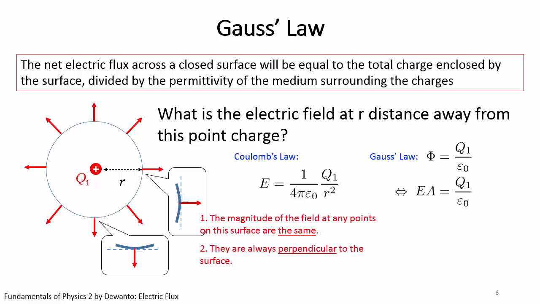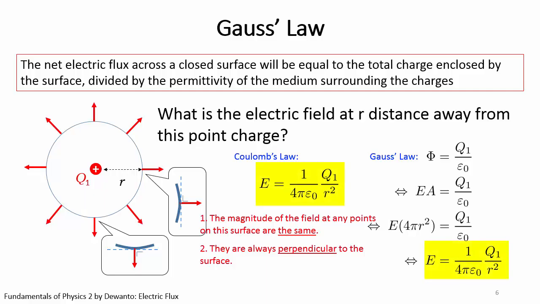And since the surface area of a sphere of radius r is given by 4 pi r square, then the flux across the surface is given by E times 4 pi r square. Since we are interested in the E, we shall bring 4 pi r square to the other side of the equation and we arrive at our expected result. And that's how the factor 4 pi appears at the denominator of the Coulomb's law equation. Notice that this works because of our choice of Gaussian surface to be spherical, centered at the source.